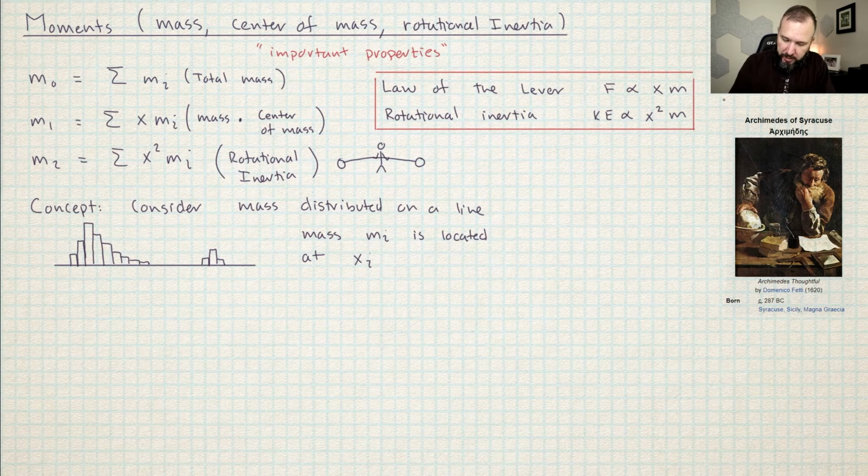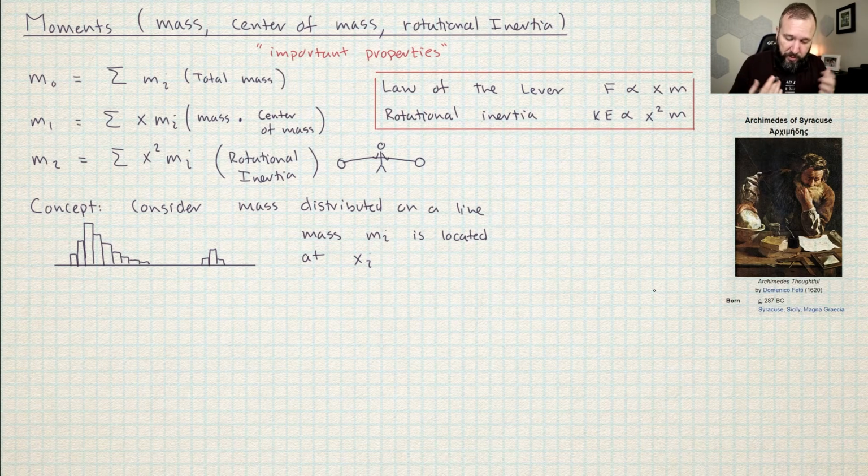Okay, I put here the little portrait of Archimedes of Syracuse, and you can see he was born in 287 BC, so more than 2,300 years ago. So we've been aware of this information for a long time now.